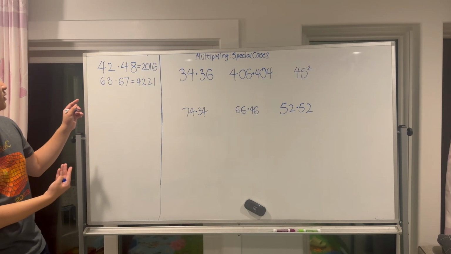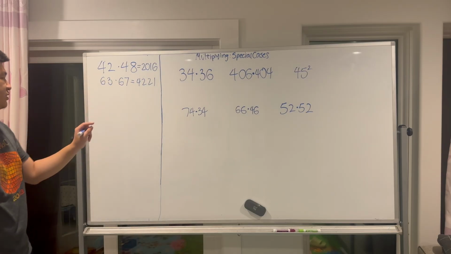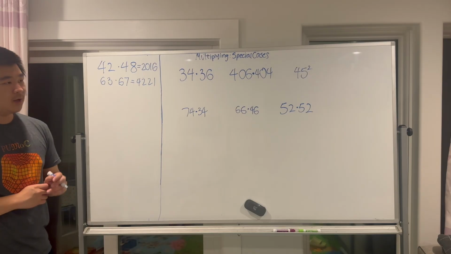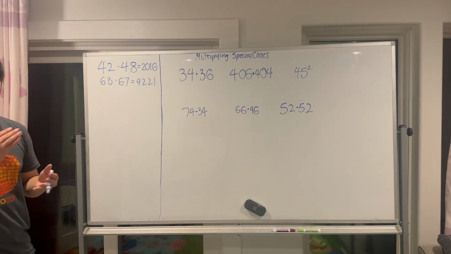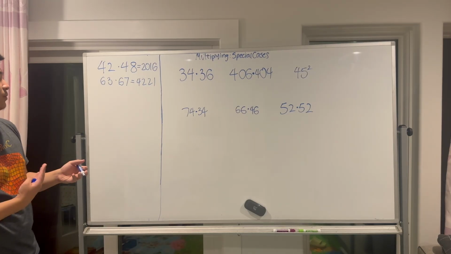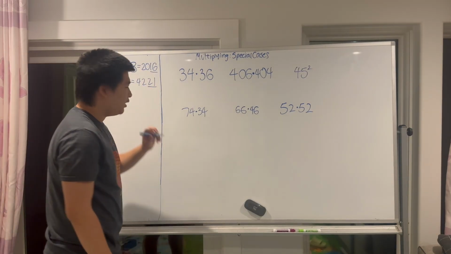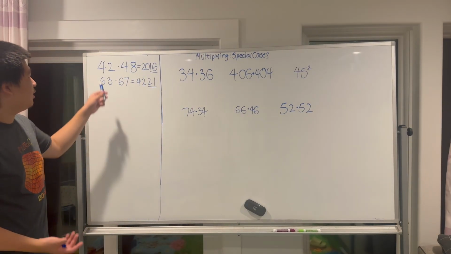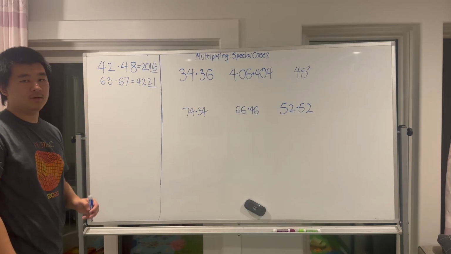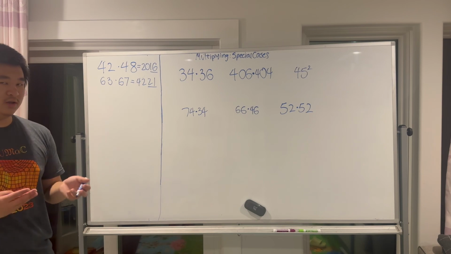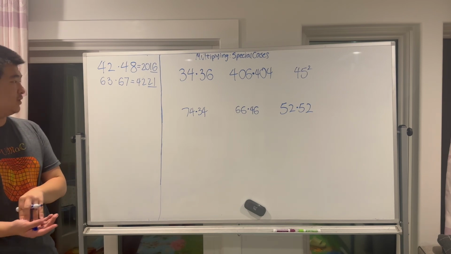So let's look at our two examples. 42 times 48 equals 2016, and 63 times 67 equals 4221. Now, if you remember our other videos, the first thing you might notice is that we have 16 and 21. And what are 16 and 21? They are 2 times 8 and 3 times 7. Now, of course, if you know where the trick comes from, or if you have good intuition, you'll figure out this is not a coincidence.